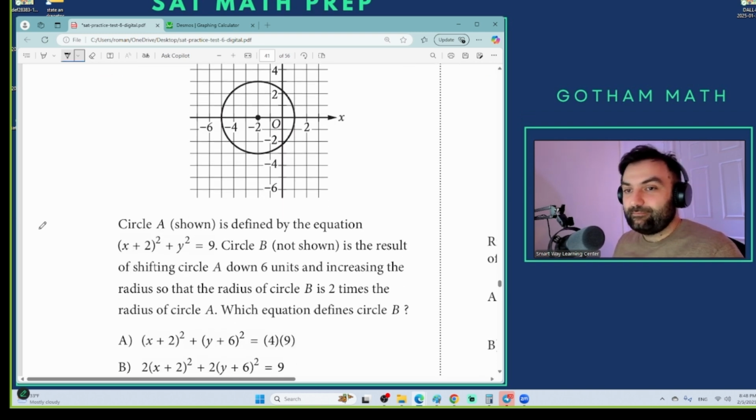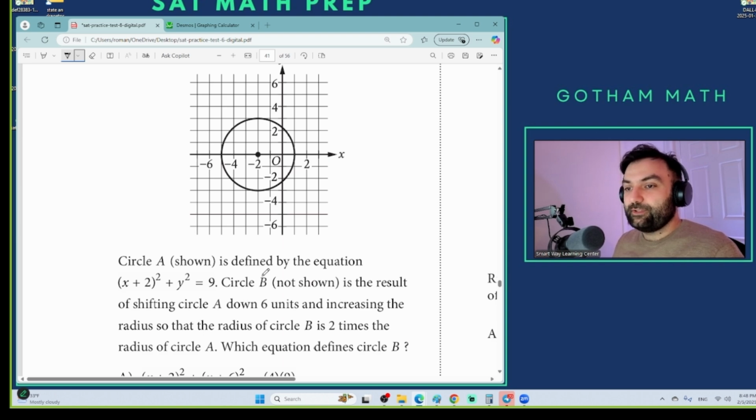I haven't read it yet. Circle A shown is defined by the equation this. Okay, we see this. Circle B, not shown, is the result of shifting circle A down 6 units and increasing the radius so that the radius of circle B is 2 times the radius of circle A. Okay.